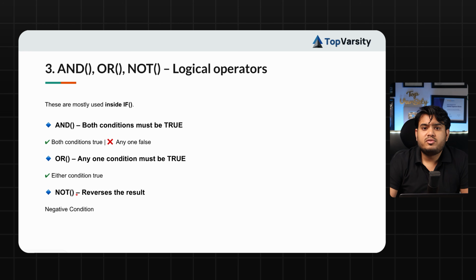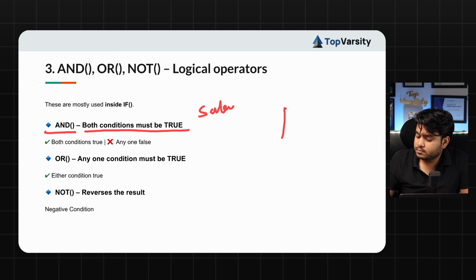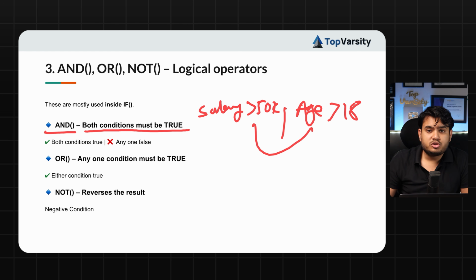Okay, but let's say you want something where you should match both criteria: your first condition should be satisfied and the second also satisfied, and only then you will get the answer. For that we'll use logical operators like AND, OR, and NOT. So you can see here it is very clear that for AND, both conditions must be true. So for example, I am writing that your salary should be greater than 50k and your age should be greater than 18, and only then you can join my company.